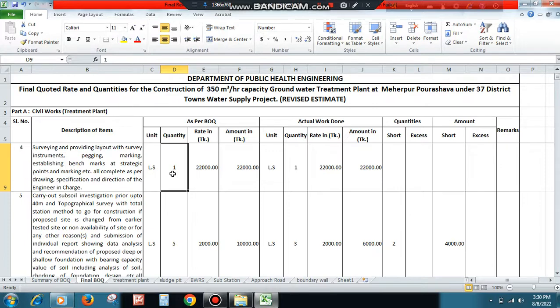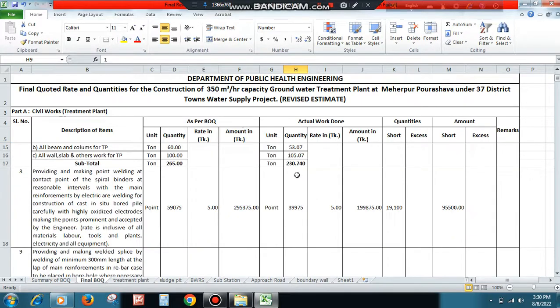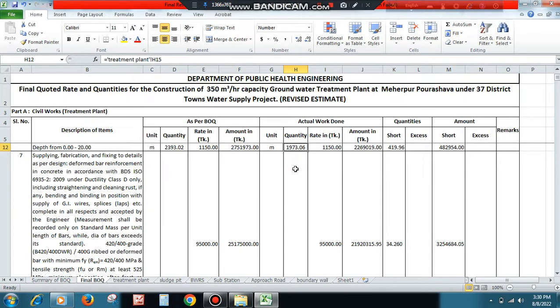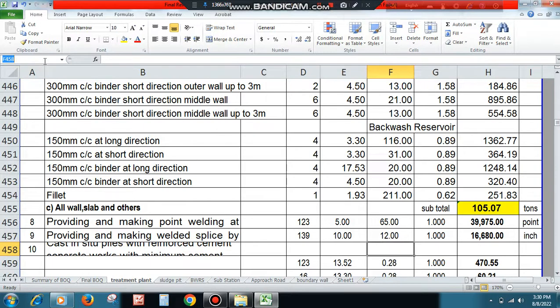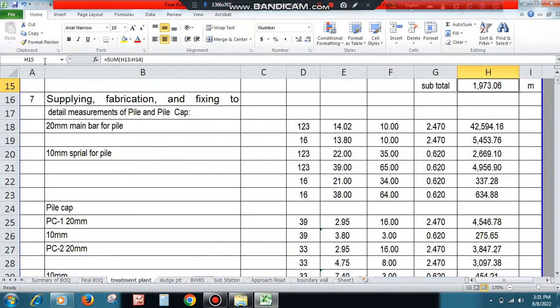before tender, and this quantity is calculated by the contractor's engineer, and this amount comes from the detailed measurement sheet of treatment plant slash pit and other sheets of the components of the project, and this quantity comes from treatment plant sheet H15. We can go to the treatment plant sheet and H15. This is H15 actually.